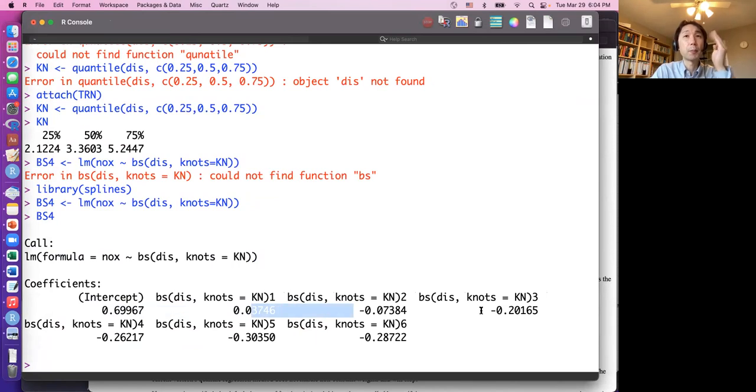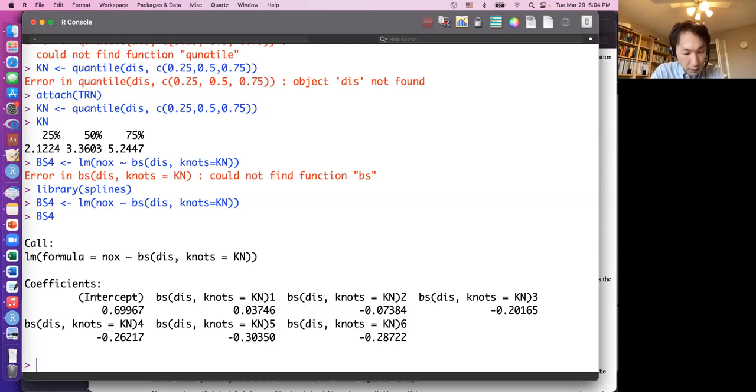Because the spline is basically the cubic function for each interval. So for the first interval, it's a cubic function: intercept, first degree, second degree, third degree. So we have 4 parameters. Then next piece, we have 4 parameters again. But because of the restrictions, it should be continuous from the first part, and smooth, and the second derivative coincides. So we subtract 3, so only 1 additional. So 4 plus 1 plus 1 plus 1. So we have 7 components and 7 coefficients. So this is a BS4.